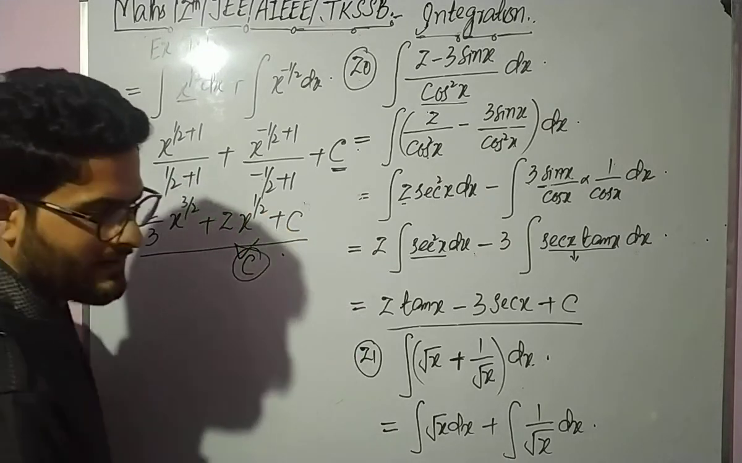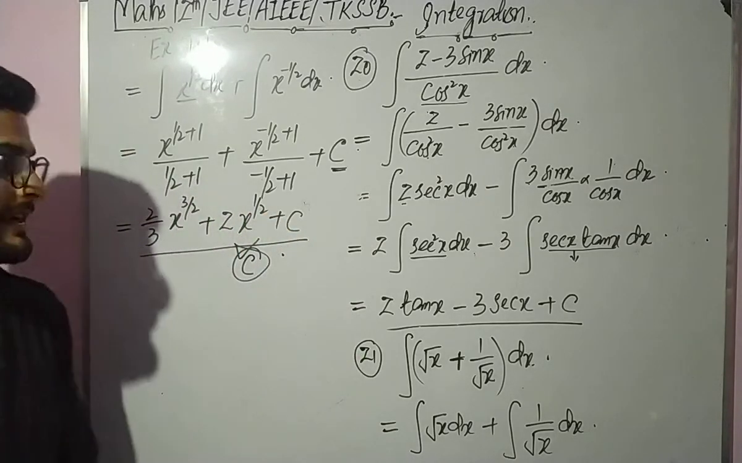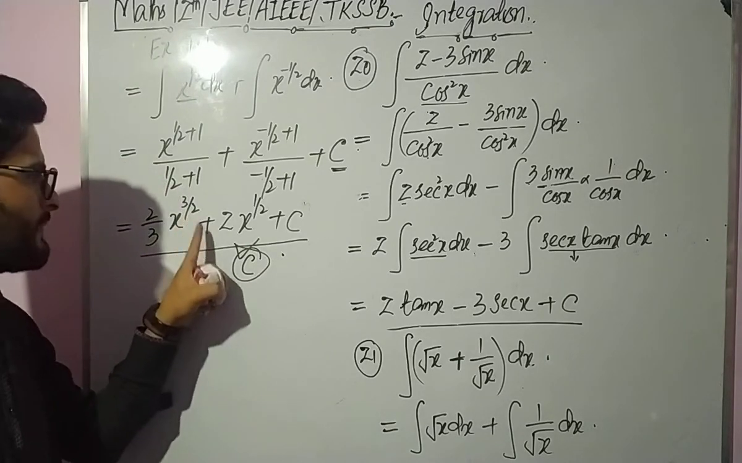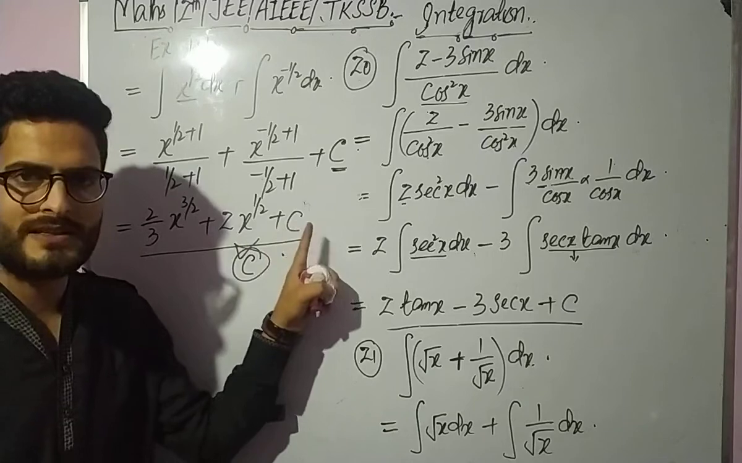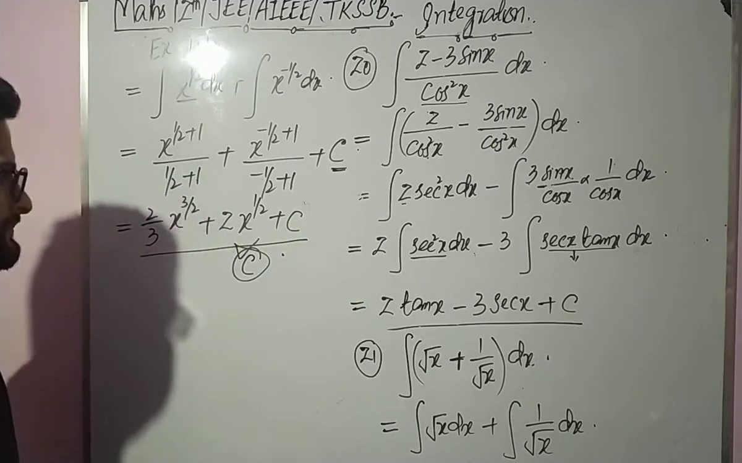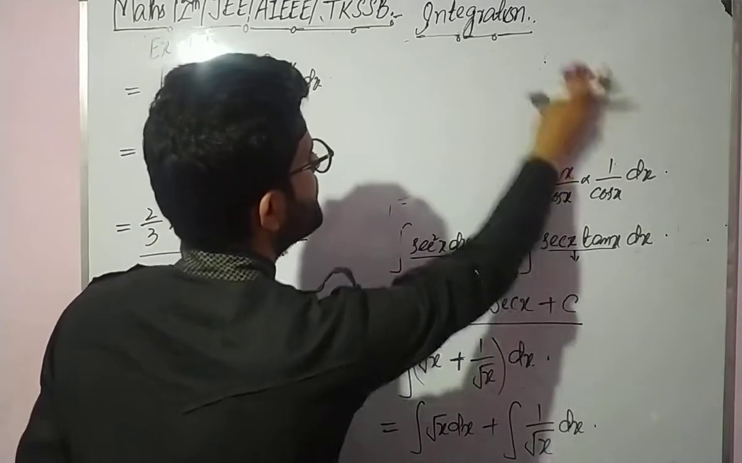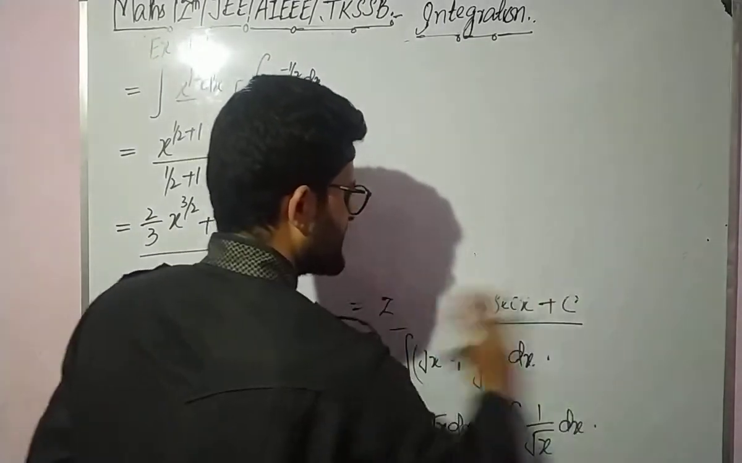Regarding the NCERT, this is a multiple choice question there, so its option c, which is 2 by 3 x raised power 3 by 2 plus twice x raised power 1 by 2 plus c, would be the correct option. Now move on to the next, and that is the last question of this exercise.